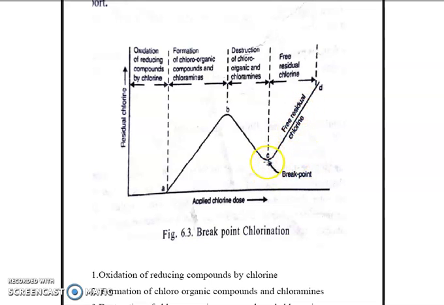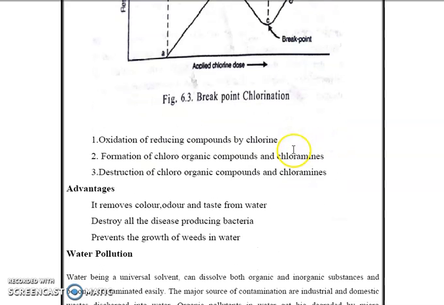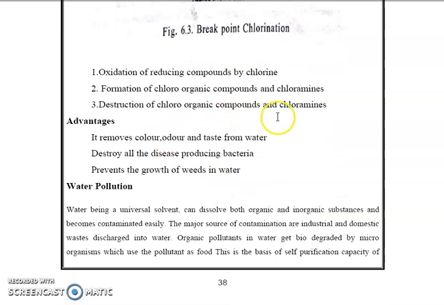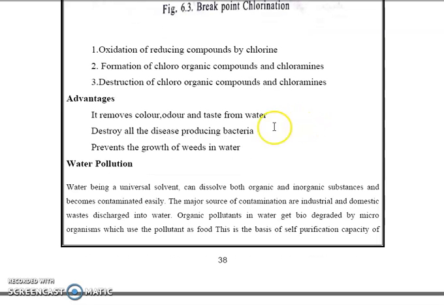Then the graph increases from C to D. That is the graph A, B, C, D. First, oxidation of reducing compounds by chlorine. Second, formation of chloro-organic compounds and chloramines. Third, destruction of chloro-organic compounds and chloramines. That is the breakpoint of chlorination.